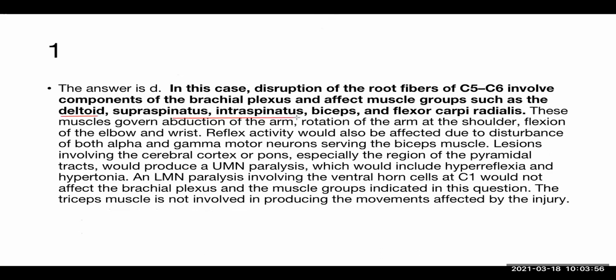Supraspinatus and infraspinatus. This is infra, okay? Biceps brachii and even flexor carpi radialis. So these are affected, so the problems which are exactly explained in this case happen. See this. Lesions involving the cerebral cortex, that is precentral gyrus, or the pons, especially the region of the pyramidal tract, would produce a UMN paralysis, upper motor neuron paralysis, which would include hyperreflexia and hypertonia.